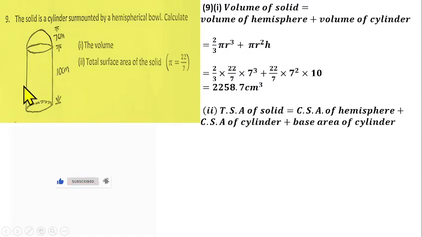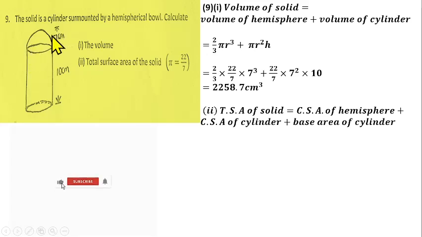plus the curved surface area of the cylinder plus the area of the base of the cylinder, because this top is not going to be there, because this hemisphere is mounted upon the cylinder. So this circle you are seeing will not be seen again. Just like when you put your cap on top of your head, that part of your head will be covered and you will not see it again. So this hemisphere will cover the top of the cylinder, so it will not be part of the total surface area.